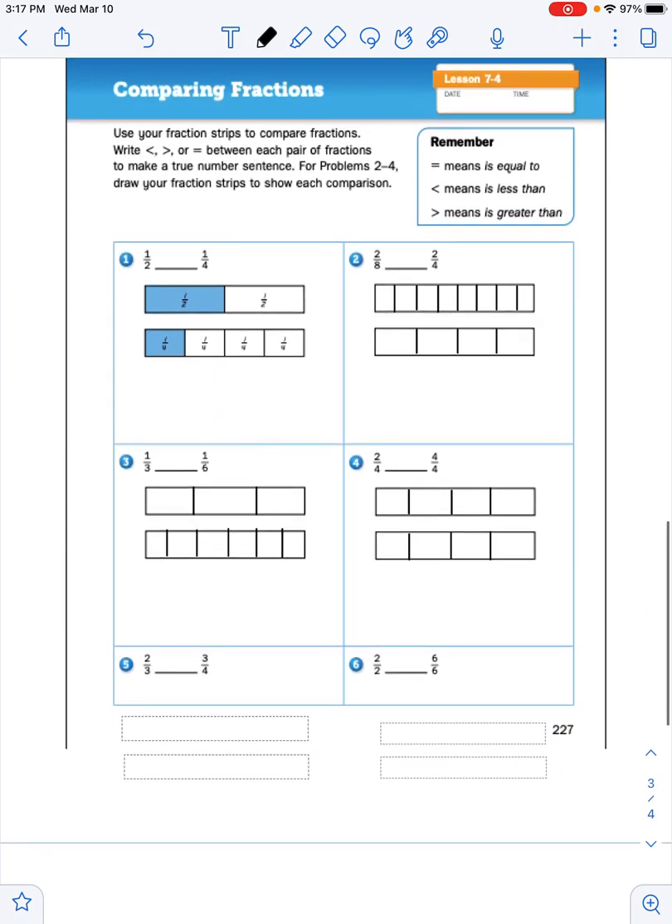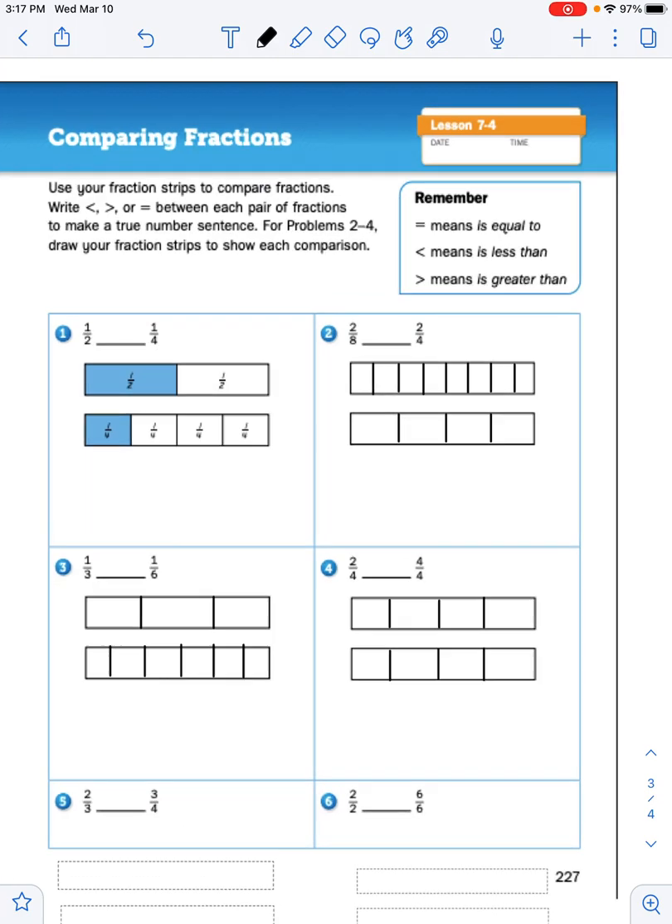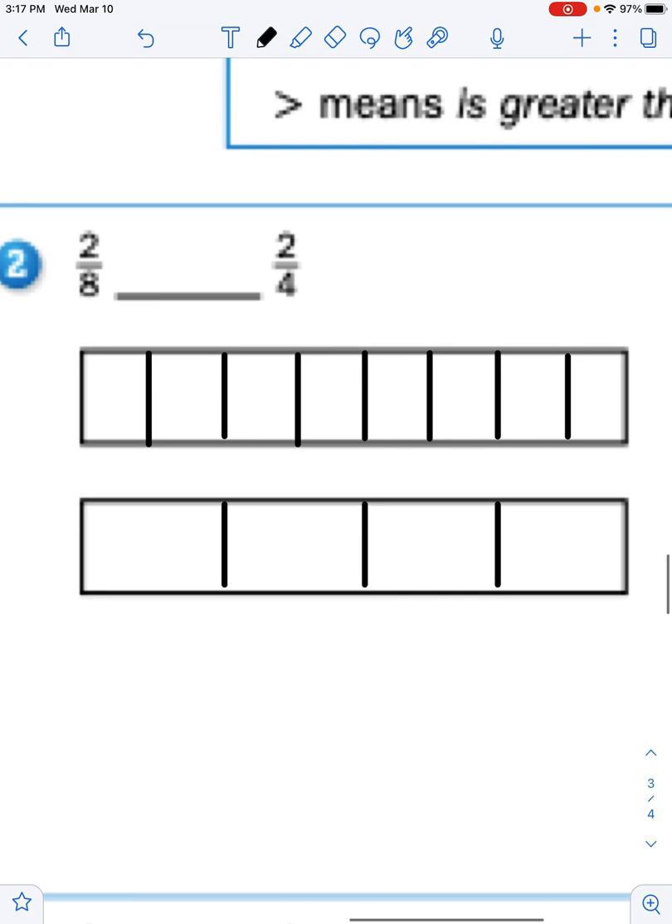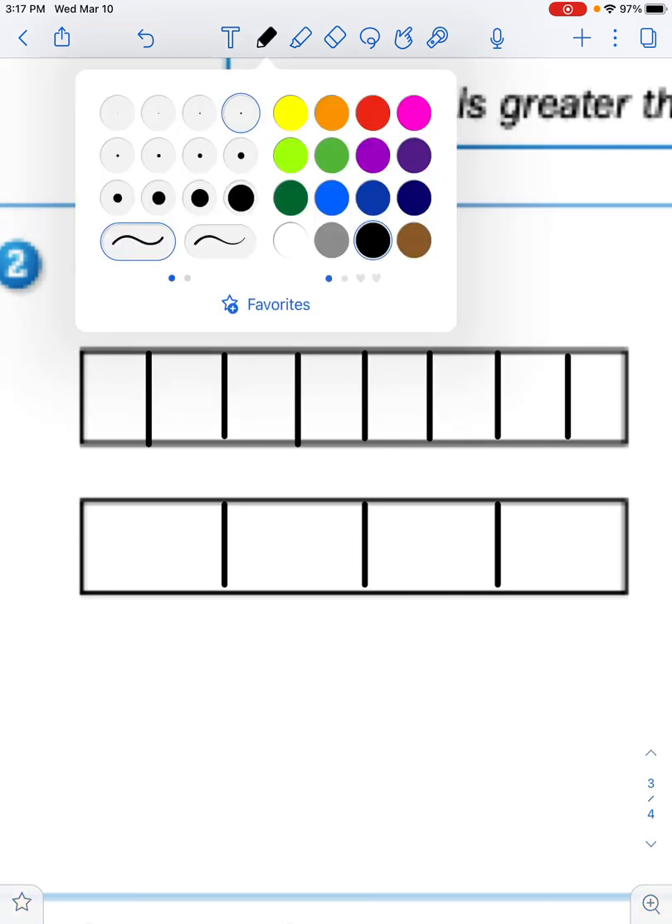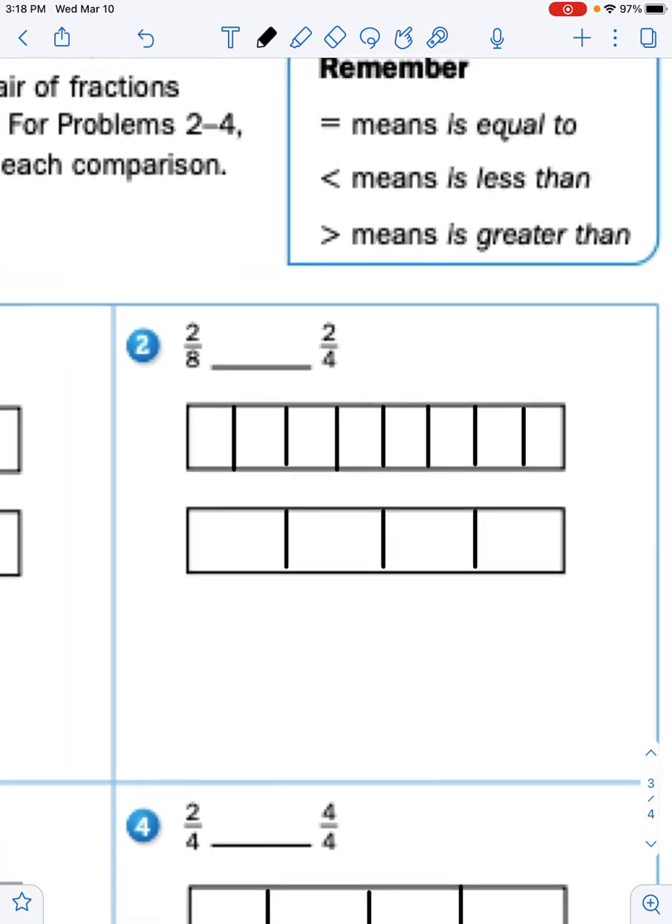All right, with your work, you're going to need to zoom in because you can't write that small, and make sure you have a small pencil tip. But you're going to zoom in, and I want you to label each of the little pieces. You're going to label them with a unit fraction. So I'll do this first one for you. 2/8 and 2/4. So this first fraction goes with the first fraction strip. The second fraction goes with the second fraction strip.